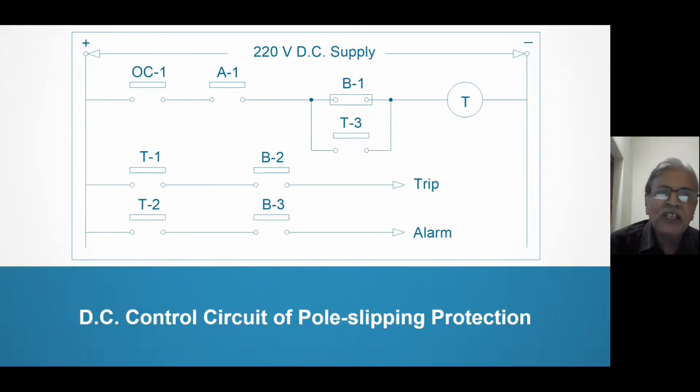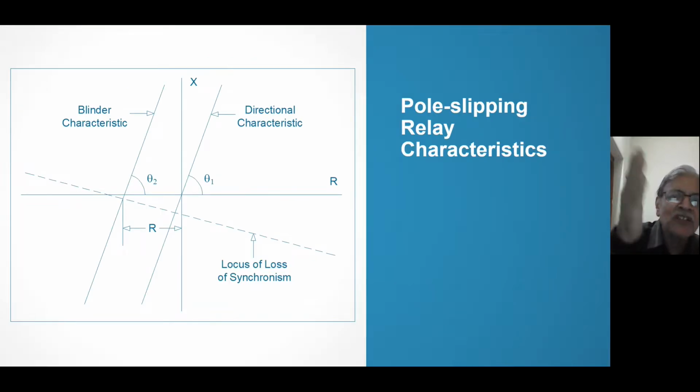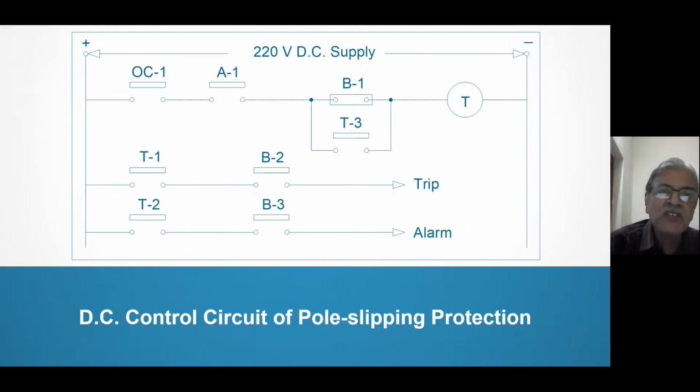The control circuit is something like this. We have an overcurrent starter. Then characteristic A, as you have seen, is a directional characteristic and characteristic B is a blinder characteristic. So when the impedance seen by the relay crosses A, A1 will operate. B has not yet operated because the characteristic has not crossed the blinder, so B1 is closed. T3 is open because T has not energized. But when A1 operates, T is energized.